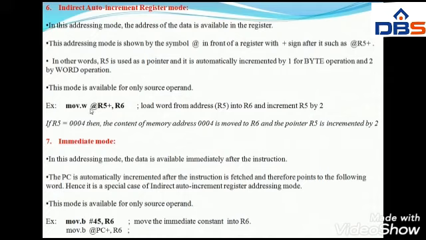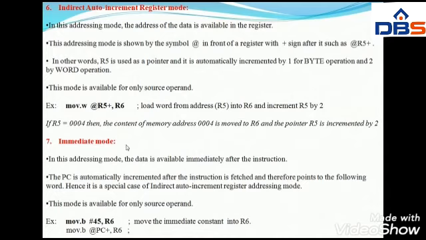See here, move word @R5+ to R6. That means load a word from address R5 into R6 and increment R5 by 2. Why? Because here they have mentioned W, which means word, and as we have already told you, it has to be incremented by 2 whenever it is a word operation.